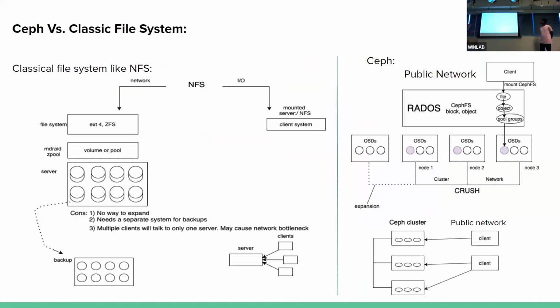Here we have a classical file system compared to a CEPH system. This classical file system, like the network file system, can't add any more drives, which leaves it with no way to expand and needing a separate system for backups. In addition, if multiple clients talk to only one server, this may cause a network bottleneck. On the other hand, the CEPH system takes care of all these cons. With CEPH, we can add additional nodes as well as OSDs, and backup is already built into the architecture via object replication. Finally, different clients may also connect to different nodes and OSDs with CEPH.